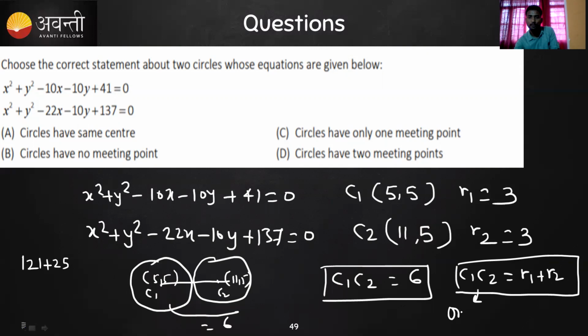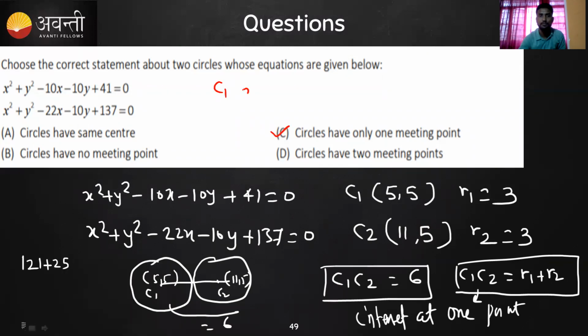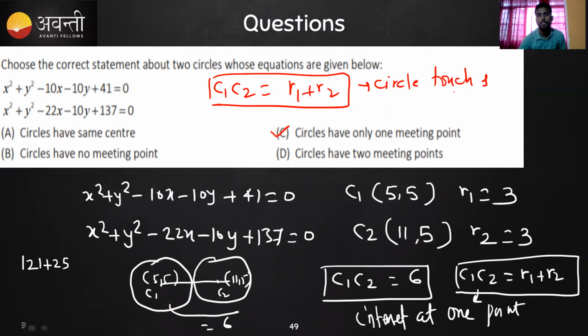So it means 1 point. Intersect at only 1 point. Or you can say touching at only one meeting point. So the circles have only one meeting point. I think everyone knows this condition, right? C1, C2 will become R1 plus R2. So the circles touch externally. If this kind of problem comes, just do these things. C1, C2, R1, R2, just apply the condition and give the result.